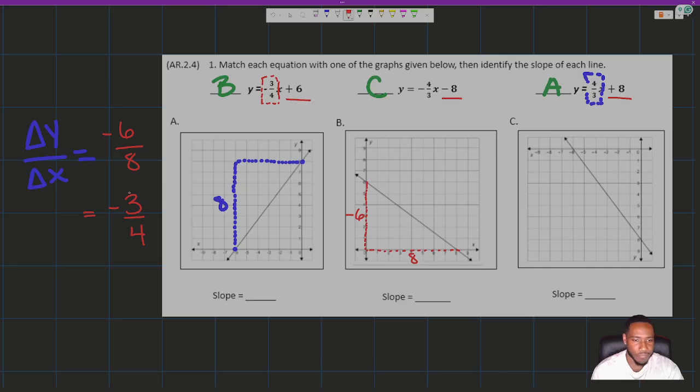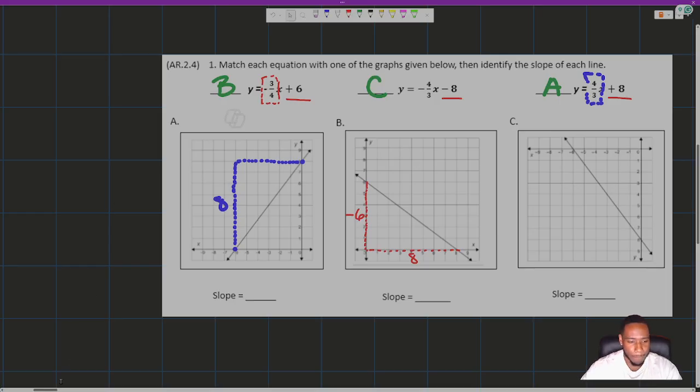So no matter what method we use or what feature of the graphs we use, and sometimes we'll need to use both, but here we got lucky because the y-intercepts for these are all distinct. So BCA works as an answer choice.